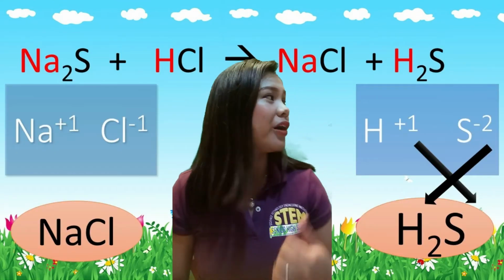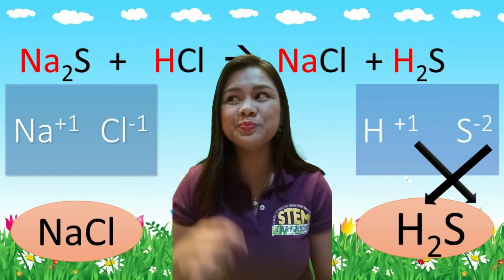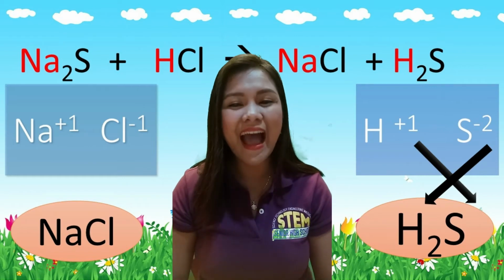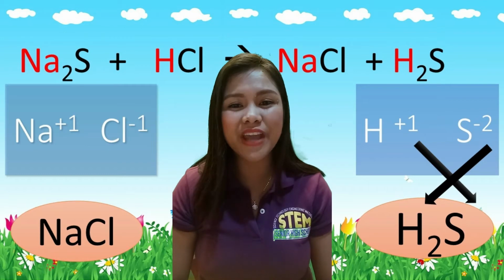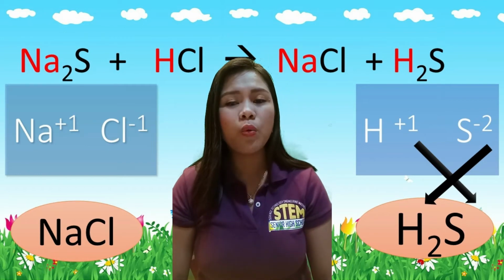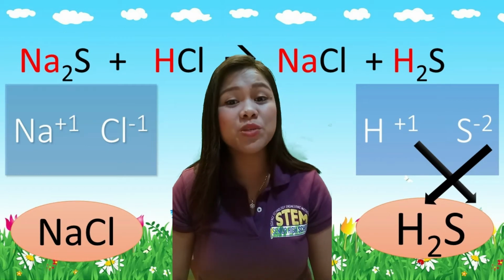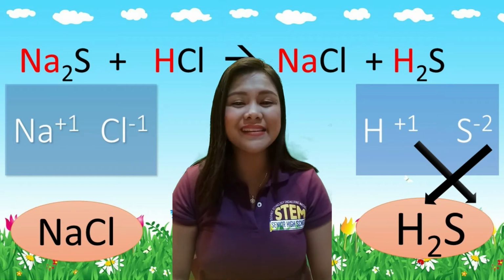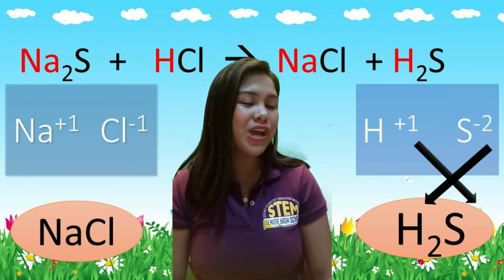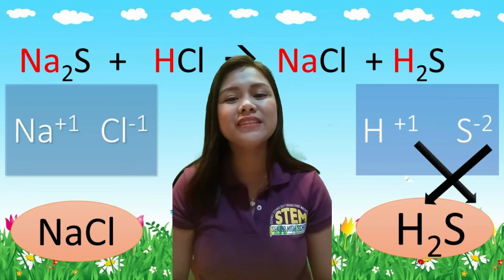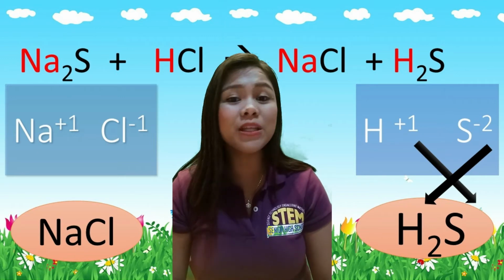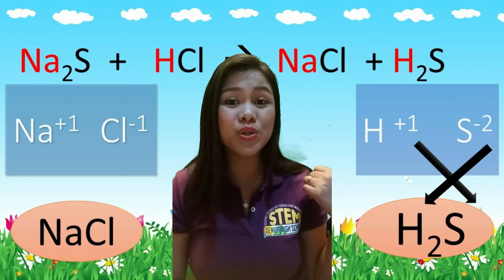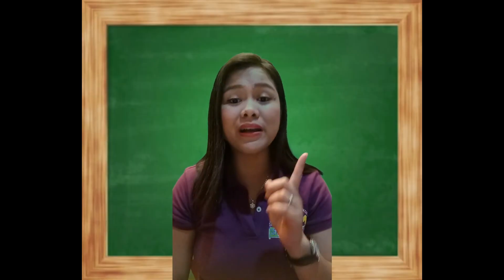So we will have a product of sodium, then chlorine, added to hydrogen and sulfur, where sodium has positive 1 and chlorine has negative 1. Hydrogen has positive 1 and sulfur has negative 2. That's why we have H2S. Remember, in a compound, we need to have a positive and a negative ion.